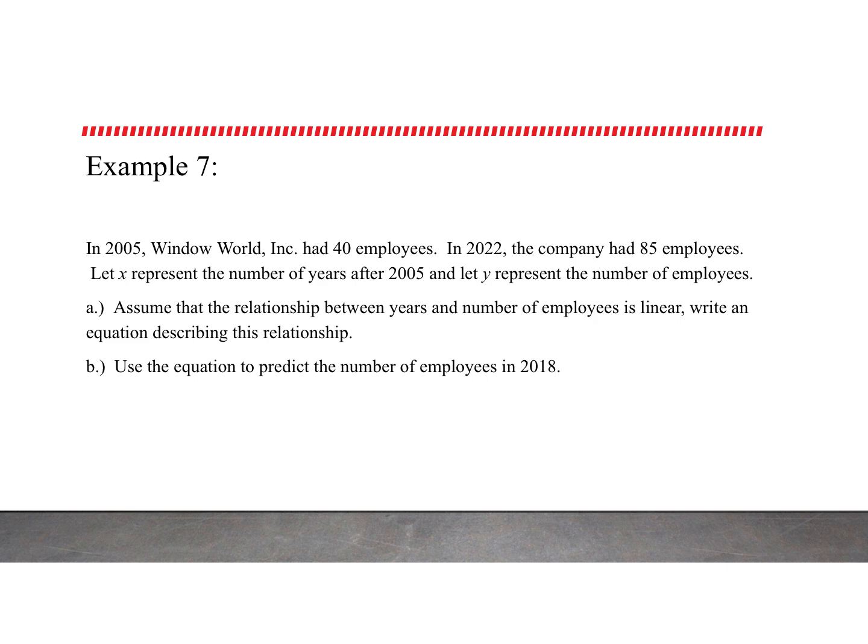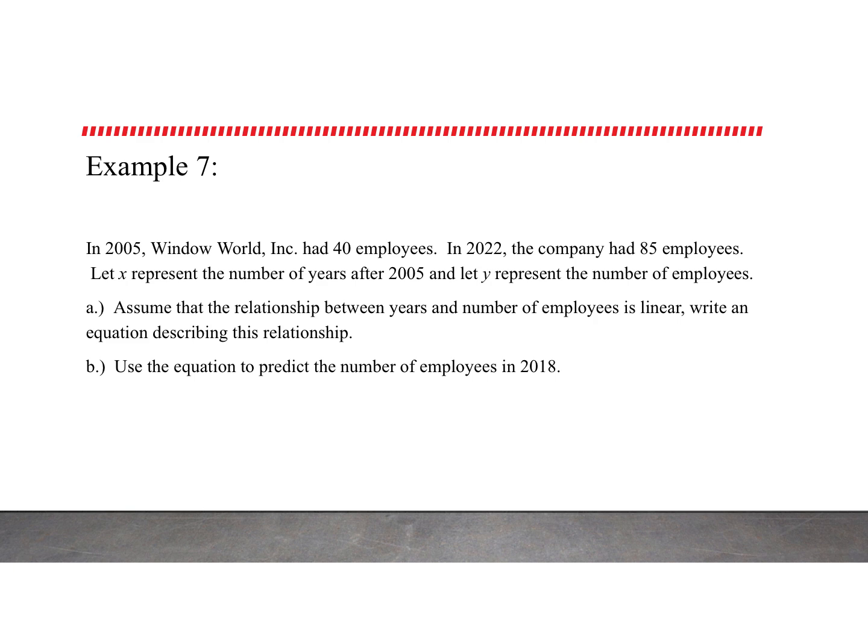Example 7. In 2005, Window World Inc. had 40 employees. In 2022, the company had 85 employees. Let x represent the number of years after 2005, and let y represent the number of employees. Part A: assume that the relationship between years and number of employees is linear. Write an equation describing the relationship.